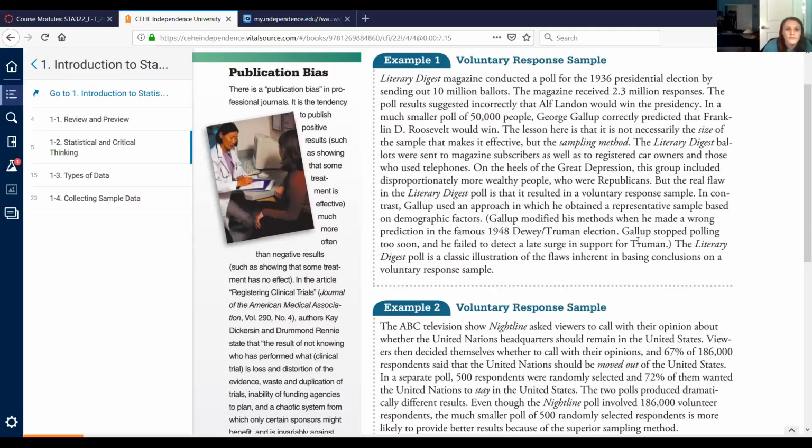And in fact, Gallup used a different method of choosing, and he too had a huge poll. 50,000 people is a big poll, but he correctly predicted that Roosevelt won.